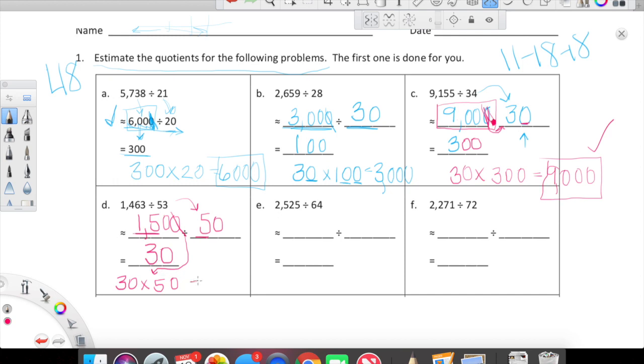30 times 50, let's think about what that looks like. 3 times 5 is 15. I'm bringing 2 zeros to the party. Is this number the same as this number? Yes! Nailed it.